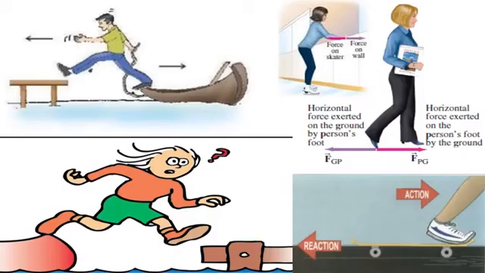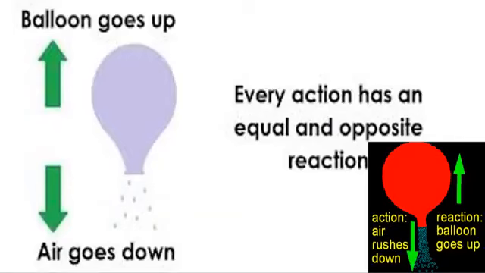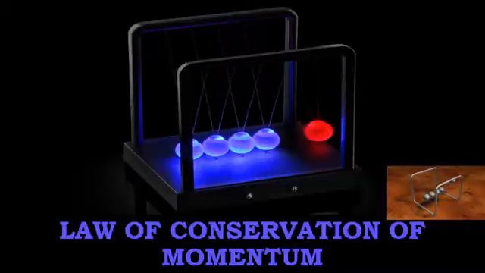Here you can see again different pictures relating to action and reaction. You would have done this in your 7th standard for the activity. When you inflate a balloon and just let it out, what will happen? The balloon will move in one direction, and the air will move in the other direction. Air rushing out is the action, and because of the air moving out, the balloon will move in the opposite direction. You can see the same thing here also with different pictures.